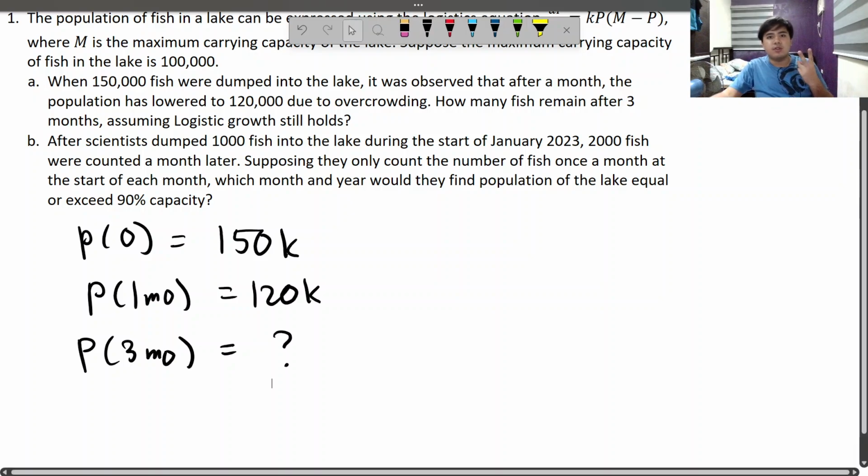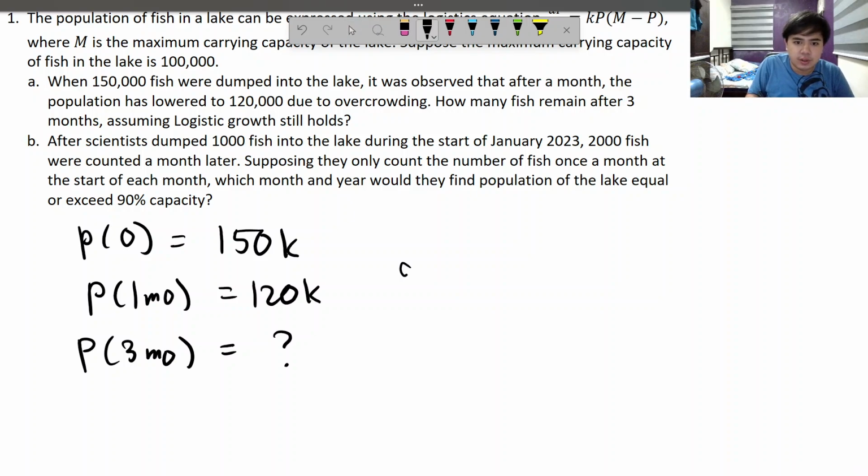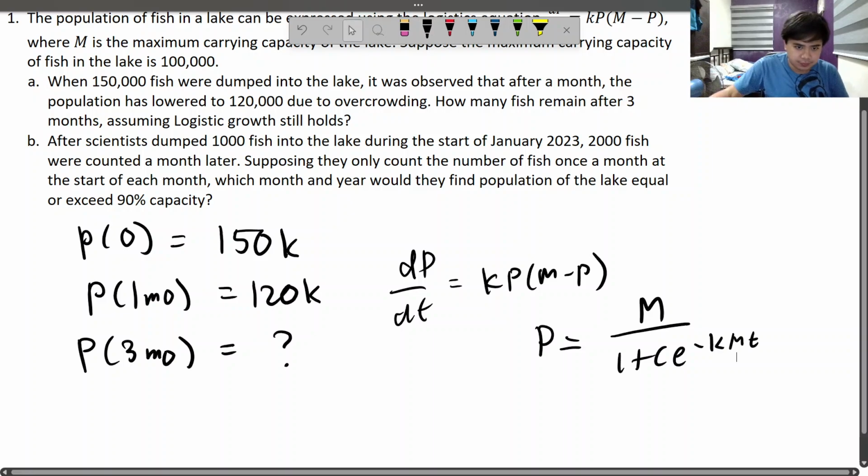We will use two methods here. The first method is going to be doing the calculus. Let's rewrite everything we know. dP/dt is given: kP(M − P). Also, P equals M over 1 plus c e to the negative kMt.